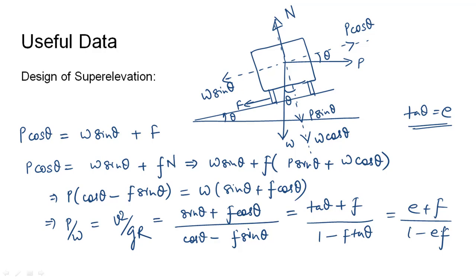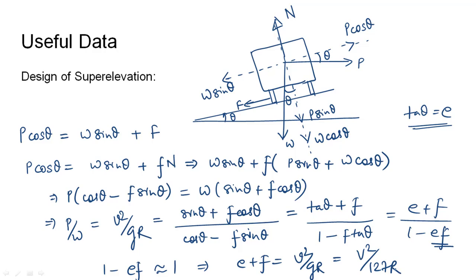So when both e and f are very small, the value of ef tends to be 0. So the denominator 1 minus ef would almost be approximated as 1. So that gives us e plus f equals V square by gR. Expressing V in terms of kilometers per hour, we get V square by 127 R. Here V should be kept in kilometers per hour.